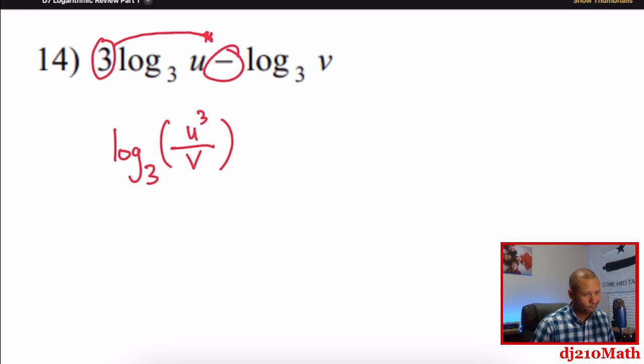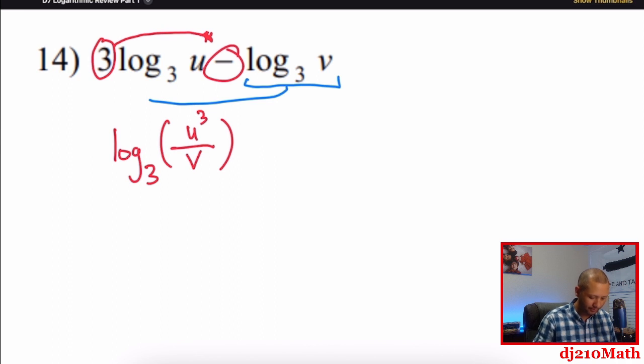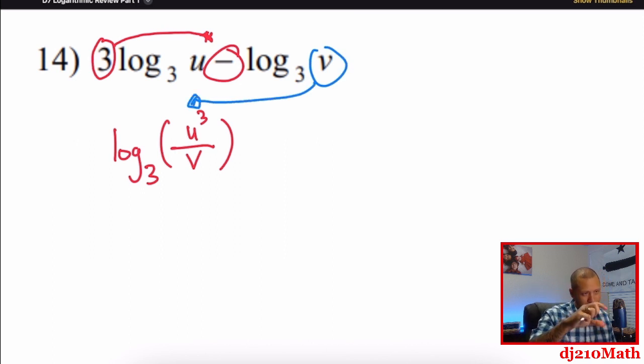So anything else I want to say about this? Just remember that when logs are being subtracted, whatever's to the right swings down underneath. This is to the right, so it's going underneath the u, right? Like the way that these expand and condense, it goes underneath.